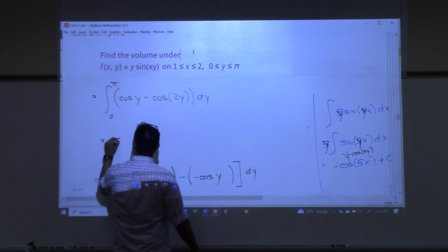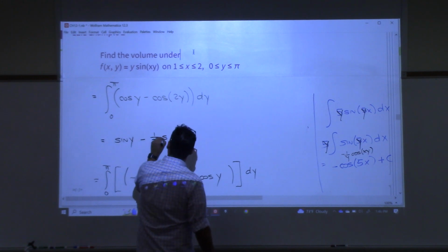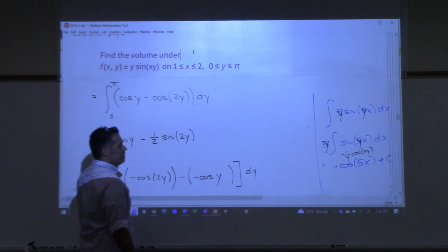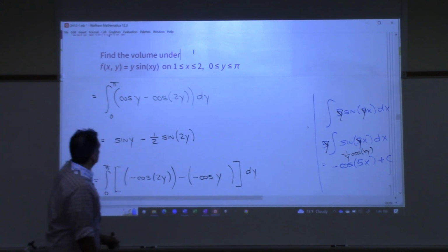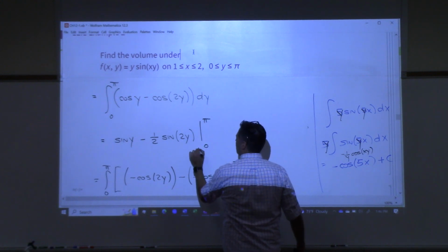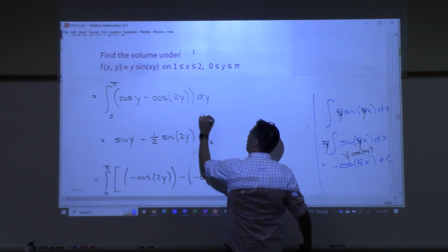This is just going to be sine y minus 1/2 sine 2y, the antiderivative, from 0 to pi. X equals, sorry, y. I just said y equals 0, y equals pi.